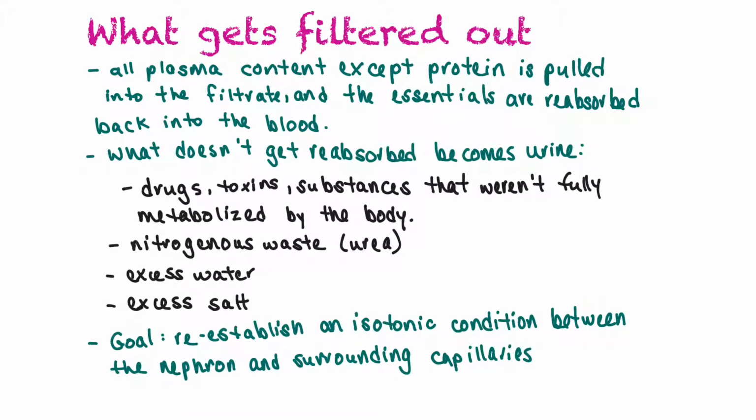This is a process known as ultrafiltration, and it almost seems wasteful because you pull out everything and then put back the essentials. If you watch the Crash Course on filtration, Hank explains it in an easier to understand way. Basically, it's easier to take everything out of your fridge if you're cleaning your fridge and then just put back the things that haven't spoiled than trying to seek through and find the things that aren't needed. So the things that don't get reabsorbed become urine.